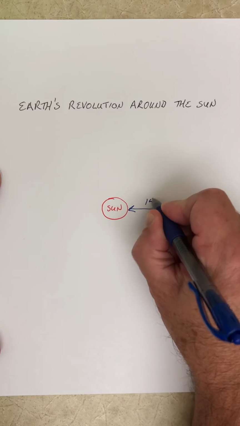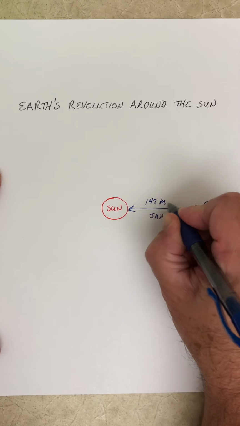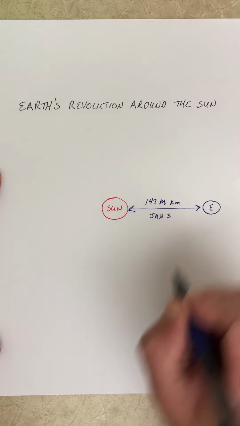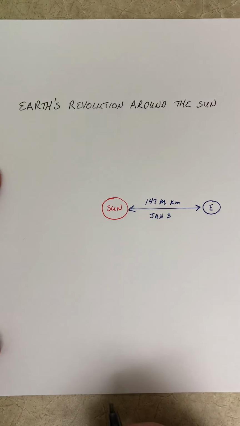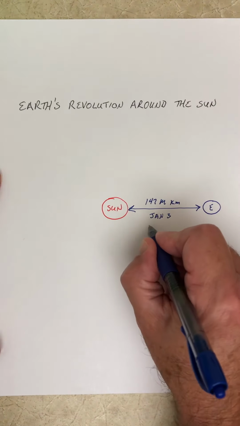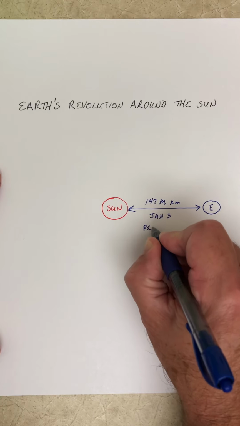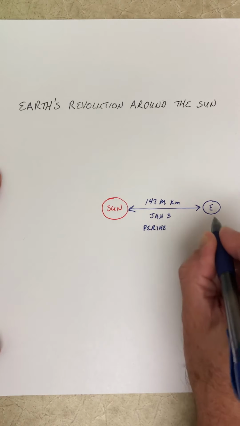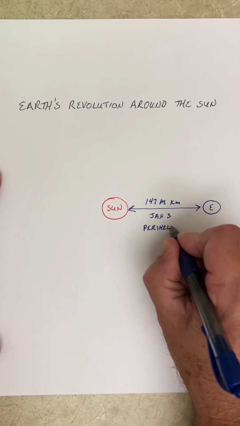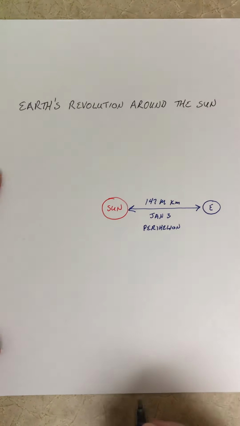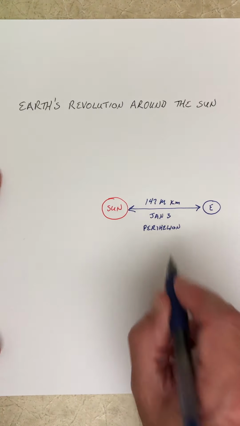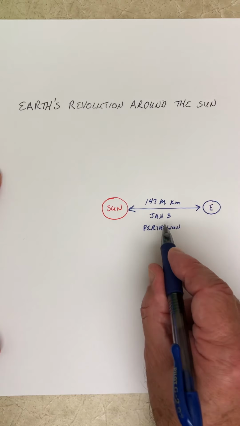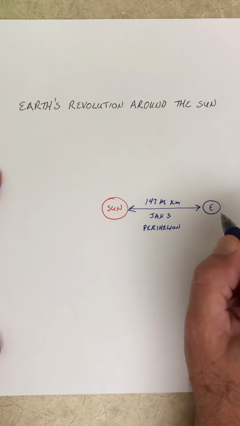It's 147 million kilometers away from the sun on January 3rd, and we call that the perihelion. So the perihelion is when a body, the Earth, is as close to the sun in its orbit as it's going to get throughout the year. Okay, and so that's January 3rd. Interestingly, that it is in the middle of winter here.